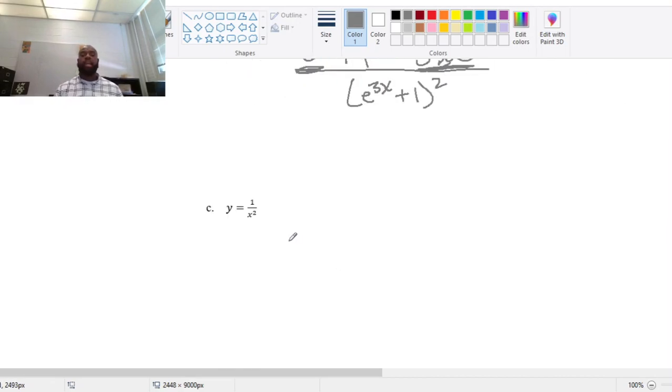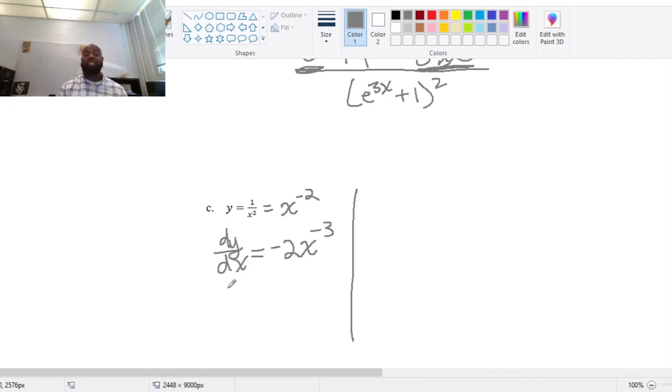Last example that we're going to look at in this video is y equals 1 over x squared. Now, what you could do is apply the quotient rule because I have an x in my denominator. However, when we looked at this example before, we would write this as x to the negative 2 power, right? Now, when we write it this way, if we want to find our derivative, all we have to do is bring that negative 2 out front and reduce our exponent by 1, and we get negative 2x to the negative 3. I wanted to show you this example because this is very easy.